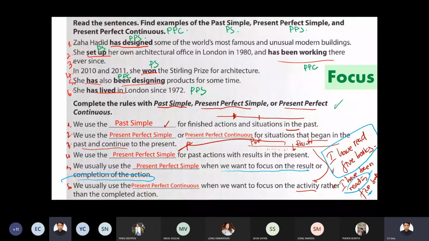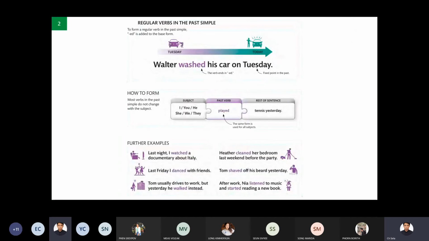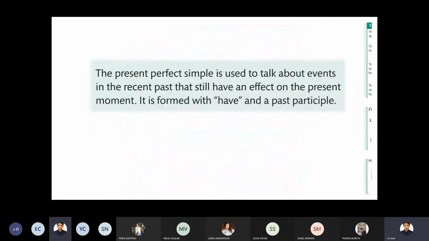If you talk with someone, you have a conversation, it really depends on what is going on. If you want to focus on the activities, use present perfect continuous. If you want to focus on the result, or you want to express that the action has already completed, then you can use present perfect simple. Okay, we're gonna go to that. Don't worry. See a lot here.